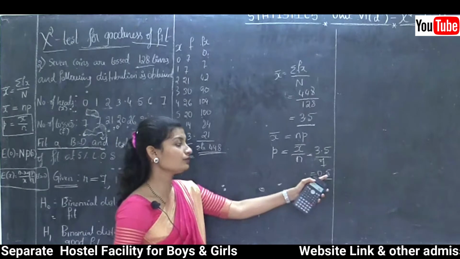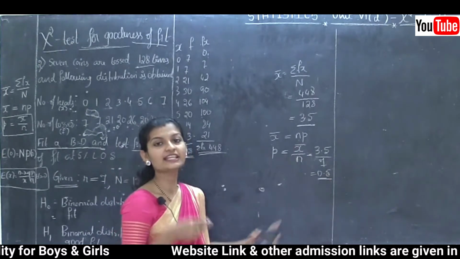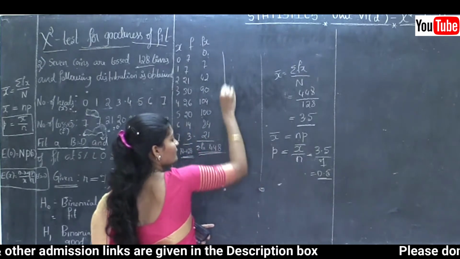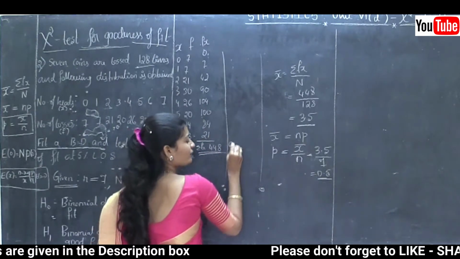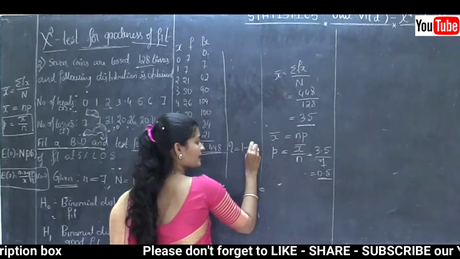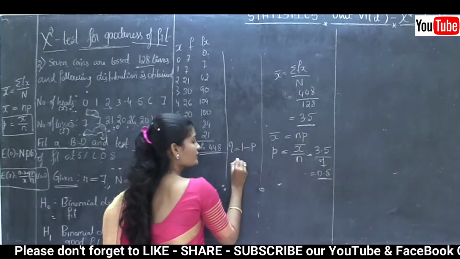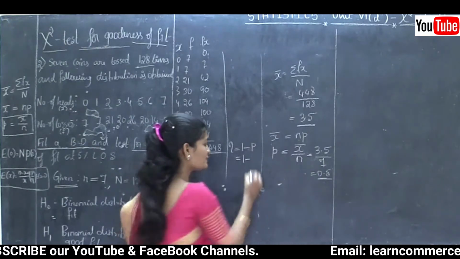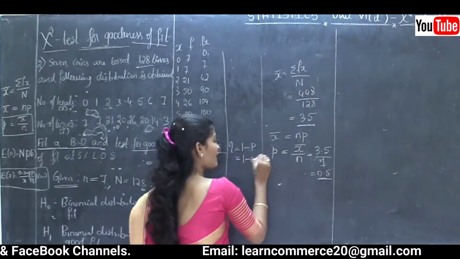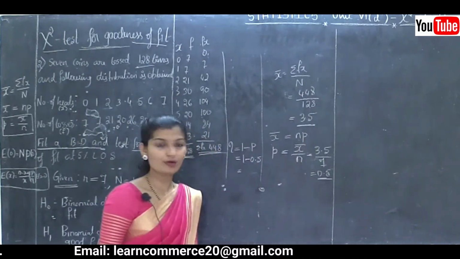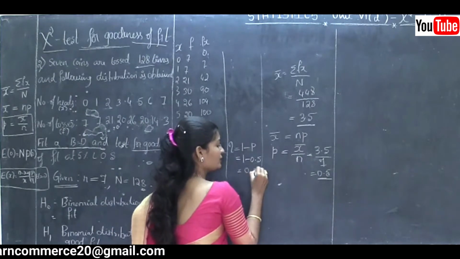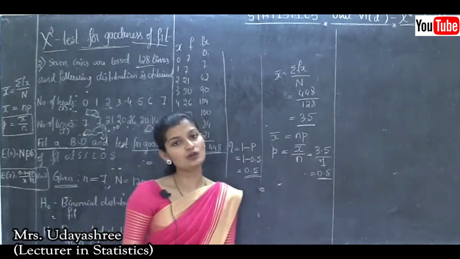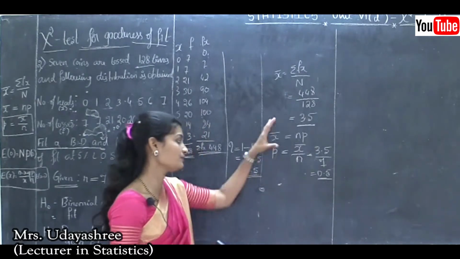If we know the value of p, then we can easily find q. So how to find q? The q formula is 1 minus small letter p. So this is equal to 1 minus, we know the value of p, that is 0.5. I will substitute that value here. So 1 minus 0.5 is 0.5 only. So here we also got q value 0.5 and p value also 0.5. Okay, so step 2 is over.